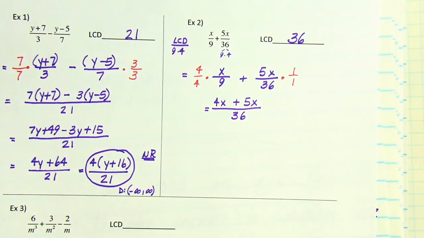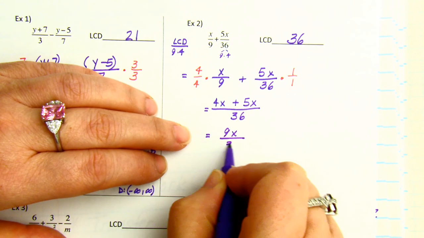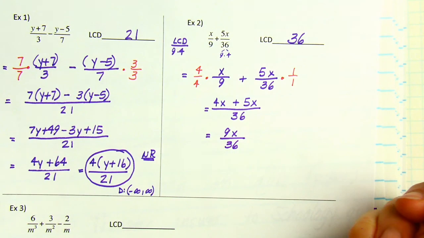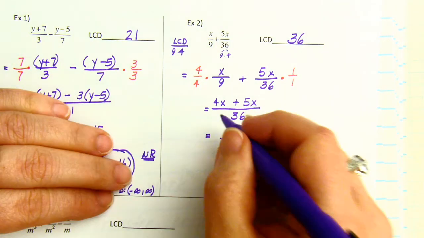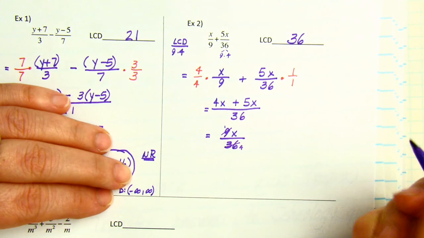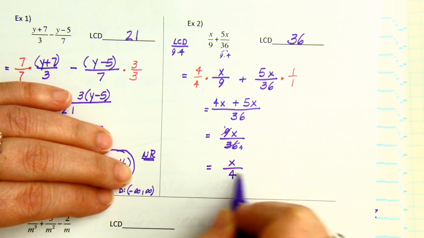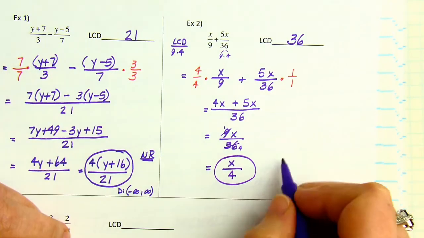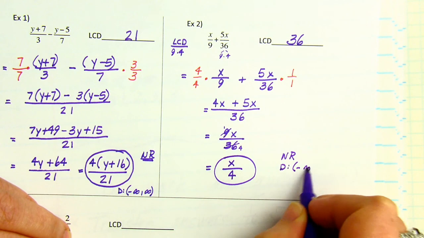4x and 5x is 9x over 36. Now notice 9 and 36 have a common factor, 9. That becomes a 1. This becomes a 4. So my final simplified answer is x over 4. No restrictions. Domain, negative to positive infinity.